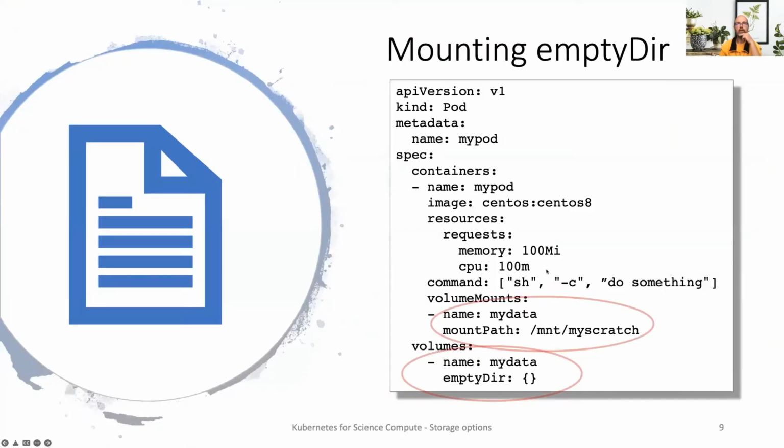So here is an example of how you mount an ephemeral partition. You just say, I need an ephemeral partition, I call it my data, and it's of type emptyDir. You can customize it a little more, but Google that if you're interested in more details. After you have done that, you say that ephemeral partition should be mounted in that directory. Done, and it will happen for you.